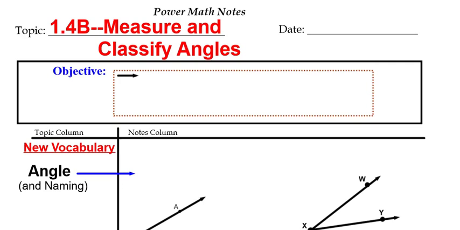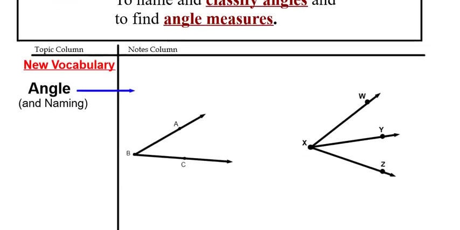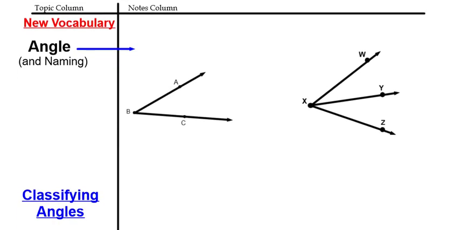All right, gang, we are going to work on lesson 1.4b, measure and classify angles. We talked about angles yesterday in class, and now we're going to put it all down in our notes so that we have something we can refer to. Our goal for the lesson today is to name and classify angles and to find angle measures. Those are the two things we want to be able to do today. So let's get right into our new vocabulary.